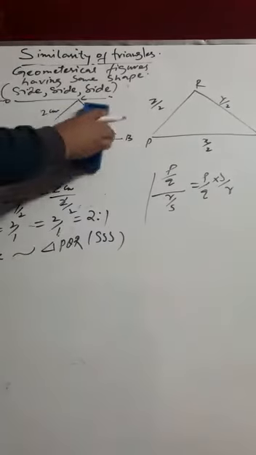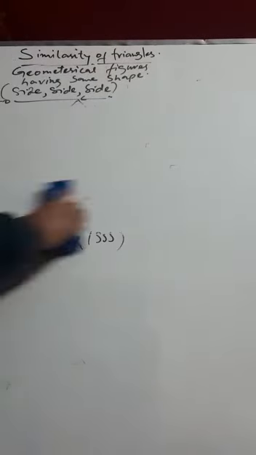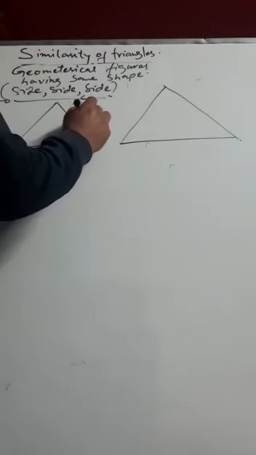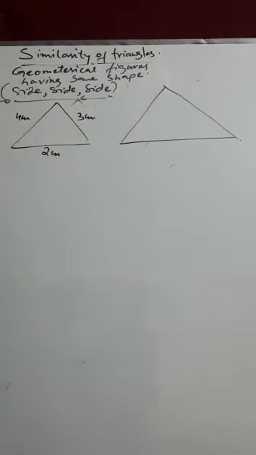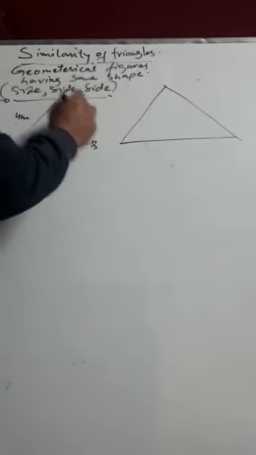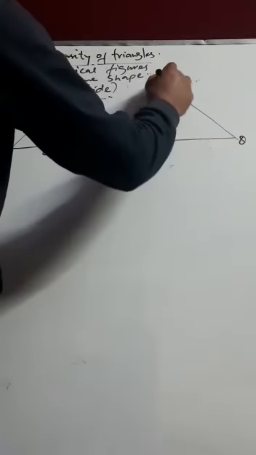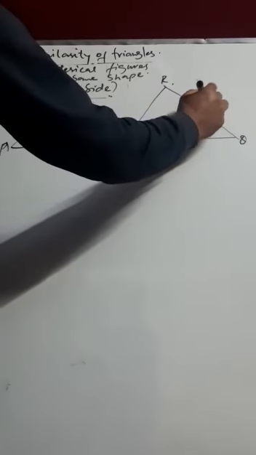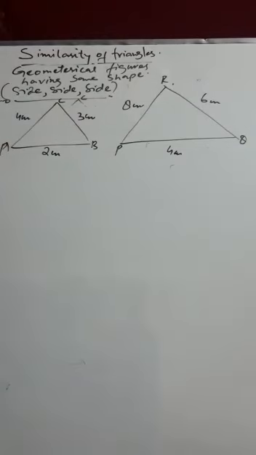Let's take one more example. If we have two triangles, if this has 2 centimeter of length, this has 3 centimeter of length, and this has 4 centimeter of length, let us denote it as ABC. Let's denote the other as PQR. And if it is of 4 centimeter length, 6 centimeter length, and 8 centimeter of length.